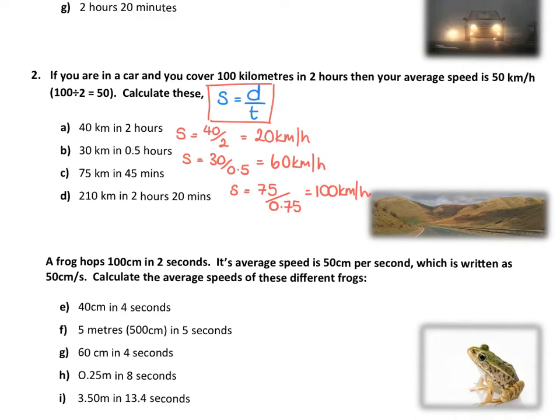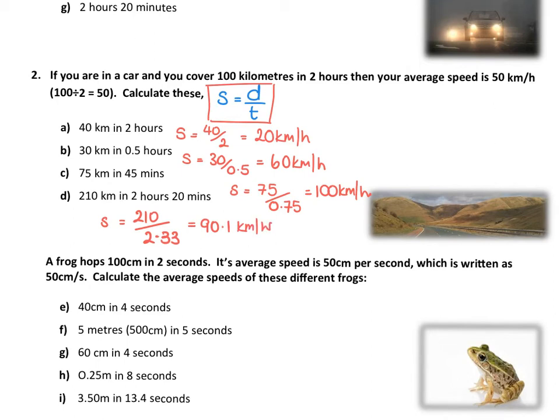Okay, and finally is 210 divided by 2 point. Now we can't put 2.20 because 2.2 is not the correct decimal representing 2 hours 20 minutes. How much of a fraction of an hour is 20 minutes? Well, 20 minutes is 1/3 of an hour. Okay, so our decimal becomes 2.33. Okay, and that gives us an answer of 90.1 kilometers per hour.